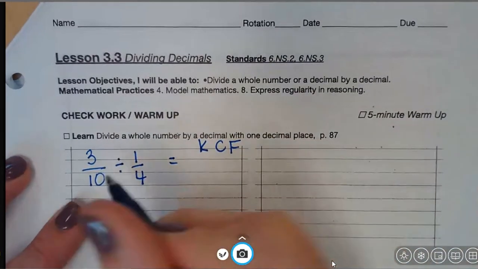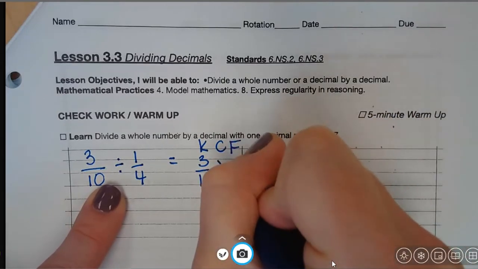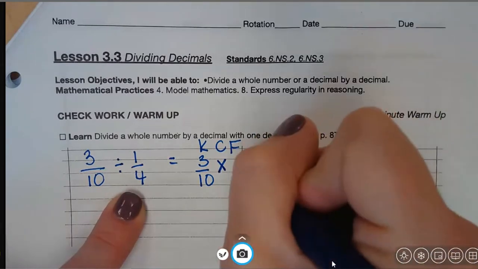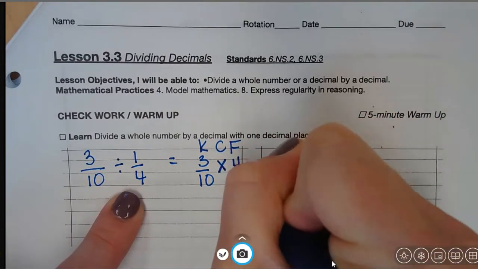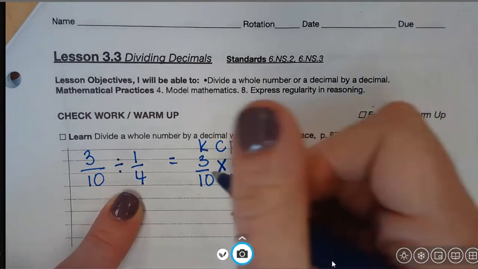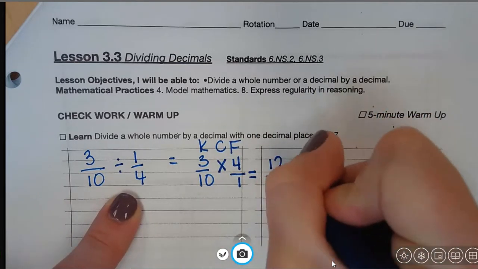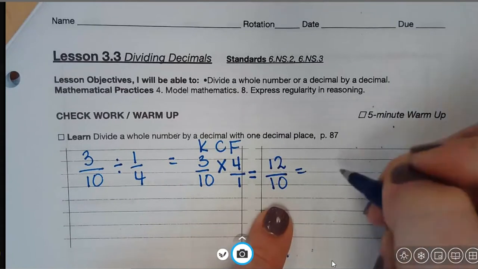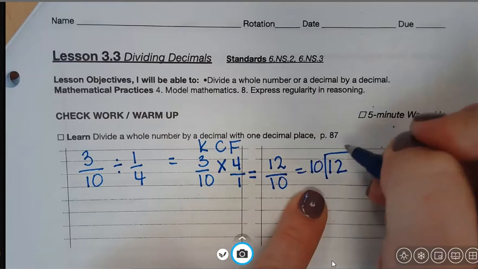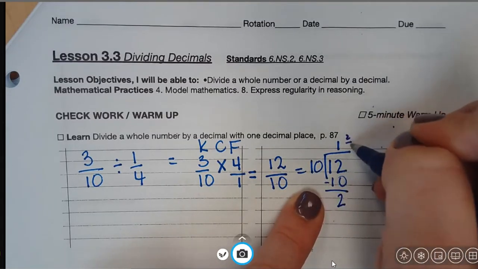So I would keep the first fraction the same, so that would be 3/10. I'd change the operation to the opposite, which would be multiplication, and that allows me to flip the second fraction. I never want to change the first fraction because that changes the entire problem. So 3 times 4 is 12, 10 times 1 is 10, and then since I have an improper fraction, to simplify it, I can divide it into a mixed number. So this would be 1 and 2/10.